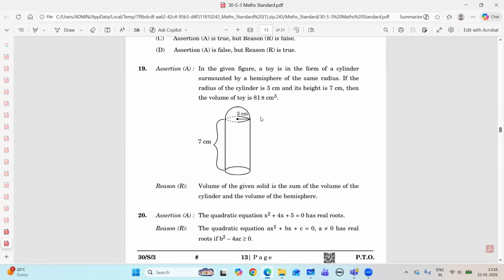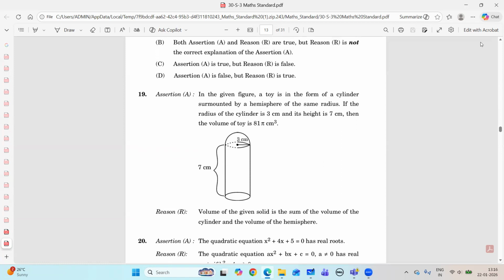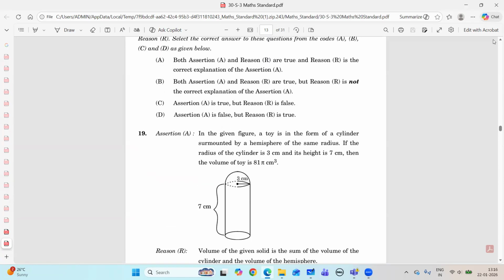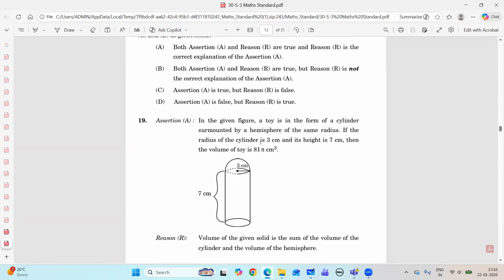So the assertion is also correct. Therefore, we are in this situation: both assertion and reason are correct, and the reason is the correct explanation of the assertion. So that is how we did the working.